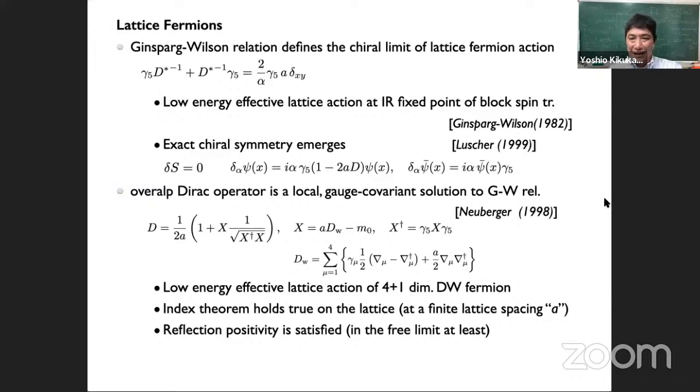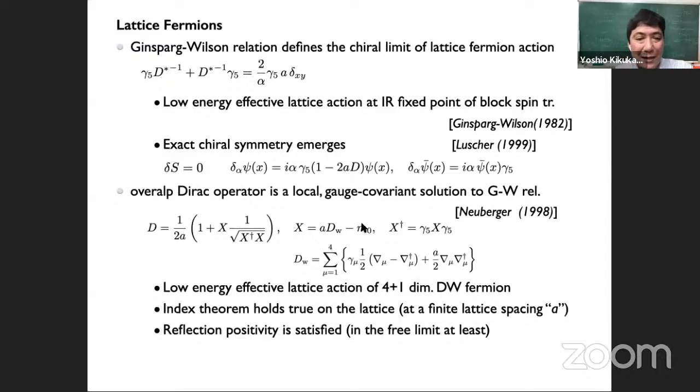So finally, Professor Kikukawa, a maybe naive question. If the chiral symmetry is not strictly local, then how do we actually gauge it? Would that be difficult?